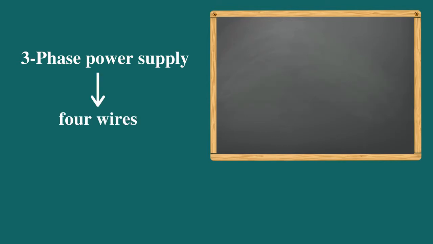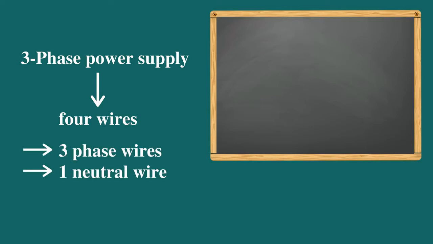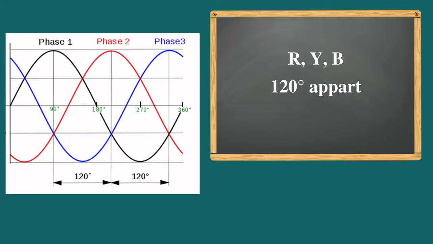Three-phase power supply consists of 4 wires. Out of these 4 wires, 3 are phase wires and 1 is neutral wire. These 3 phase wires are phase 1, phase 2 and phase 3, and they are represented by RYB. And if you observe the waveform, any two phases are 120 degrees apart from each other.